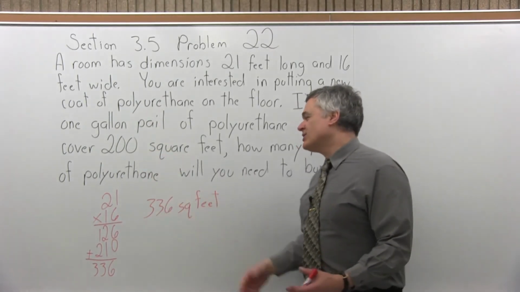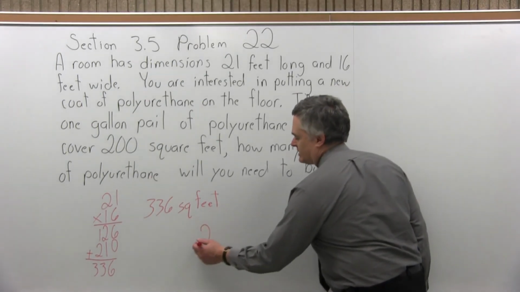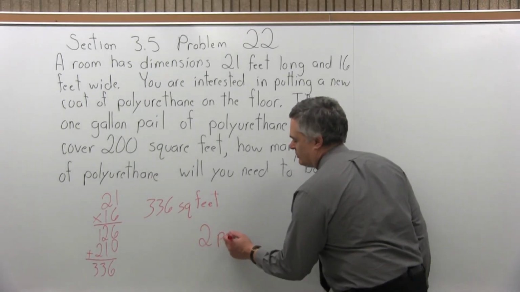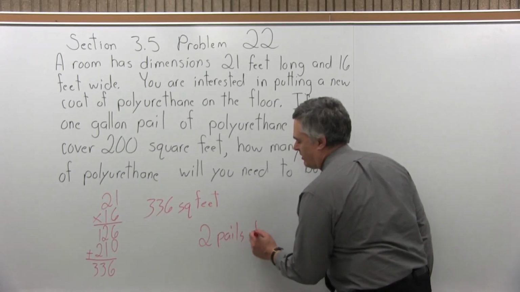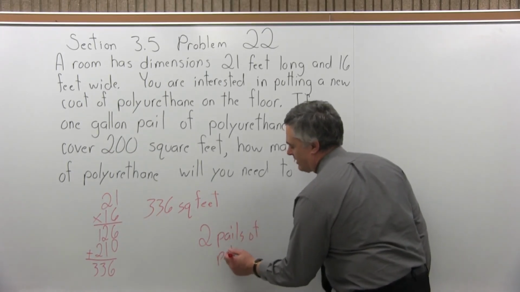So you don't really have to do out the division. The answer is 2 pails of polyurethane. How many pails do you have to buy? You have to buy 2 pails.